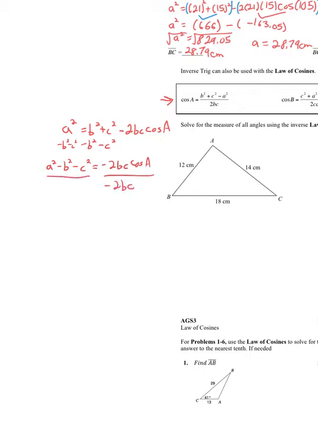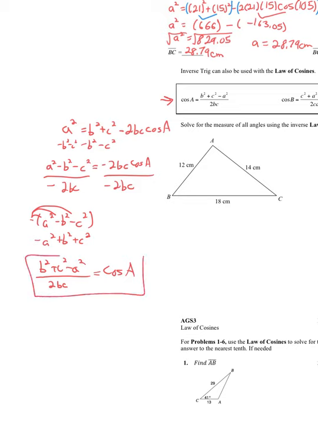Now I divide everything by negative 2bc. And this negative is going to affect the numerator, because I have a squared minus b squared minus c squared. Distribute that negative through, and it makes negative a squared plus b squared plus c squared. So I end up getting b squared plus c squared minus a squared all over 2bc, and that equals cosine of a. And that is what we have up here. So that's where these equations come from.